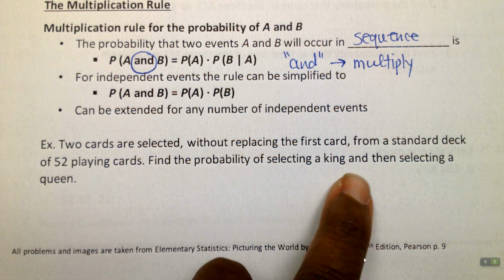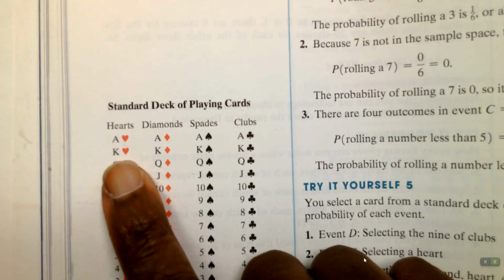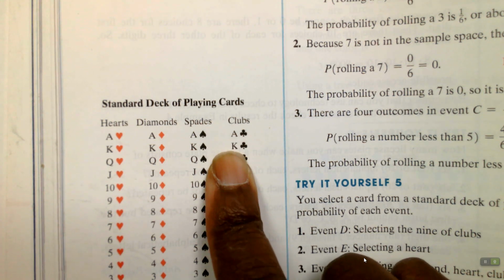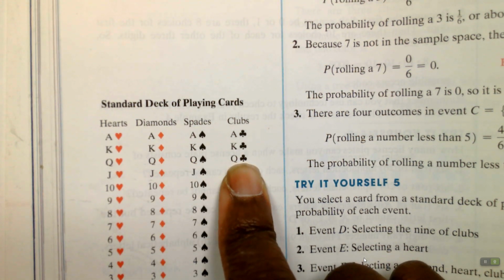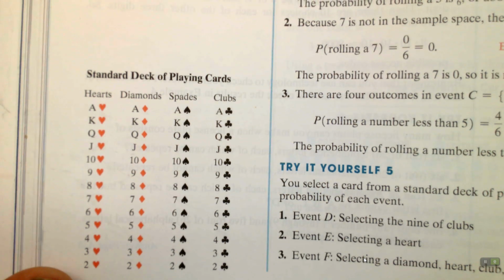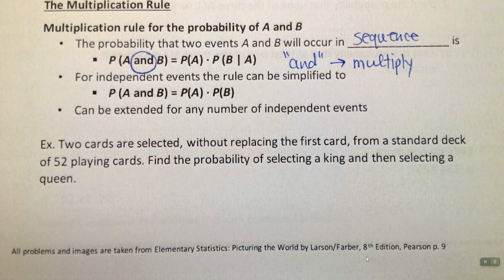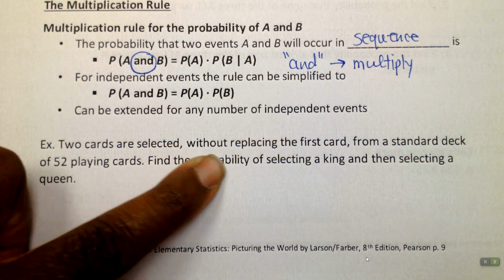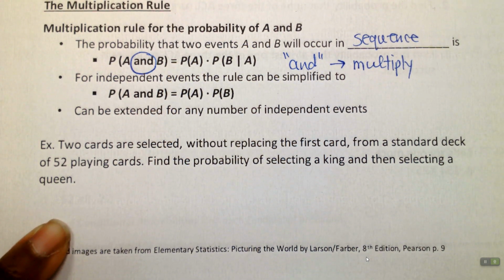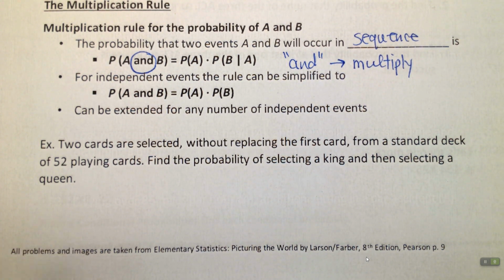So my probability of selecting a king and then a queen. Let's look at what we have. Kings, we have 4. Queens, we have 4 of those as well. And this is a standard 52 card deck. Now I've lost my pen. Hold on. Yeah, found it. Okay, here we go. So 2 cards are selected without replacing the first card. That means I'm not going to put my king back.